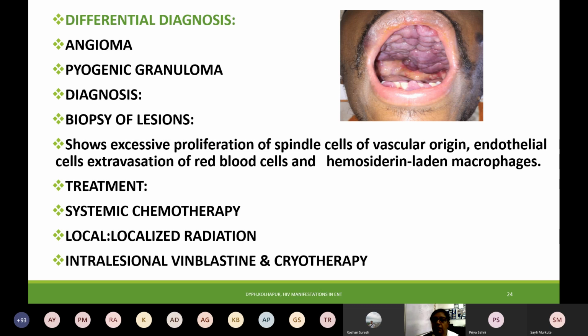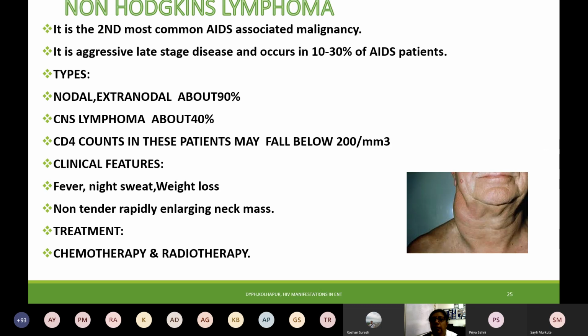The treatment, again, here we give is systemic chemotherapy, localized radiation, and intralesional vinblastine and cryotherapy. So this you can give. Vinblastine is a chemotherapy, remember well. That is an anti-malignant drug. That is given intralesionally, and cryosurgery is also done.